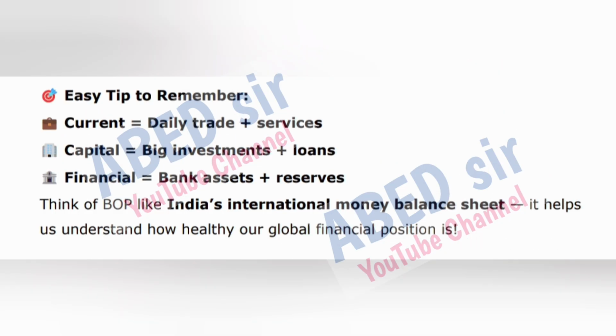Easy tip to remember. Current equals daily trade plus services. Capital equals big investments plus loans. Financial equals bank assets plus reserves. Think of BOP like India's international money balance sheet. It helps us understand how healthy our global financial position is.